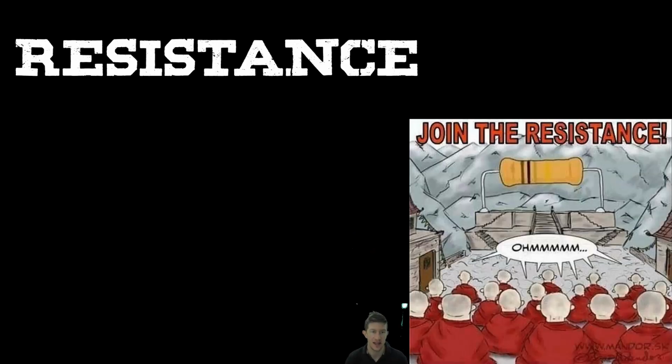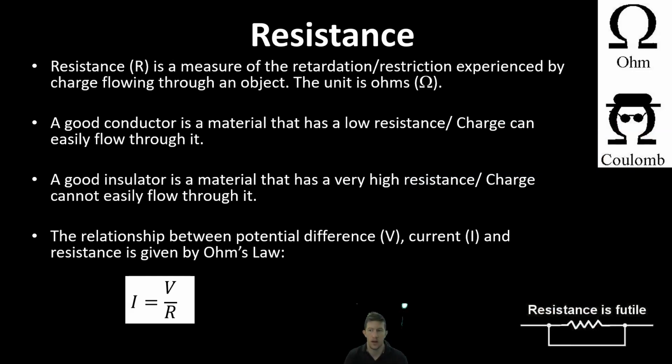In this lesson we are looking at resistance and resistivity. Firstly, resistance is a measure of the retardation or the restriction experienced by the charge flowing through an object. And we use the unit of ohms, which comes from the Greek letter omega. That is the symbol that we use for resistance. So it's the limitation through a circuit or an object.